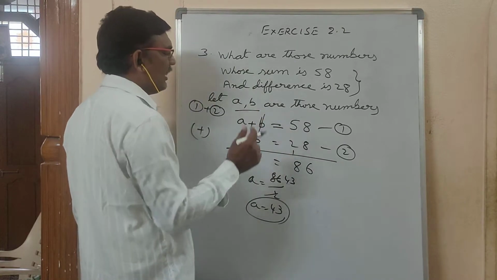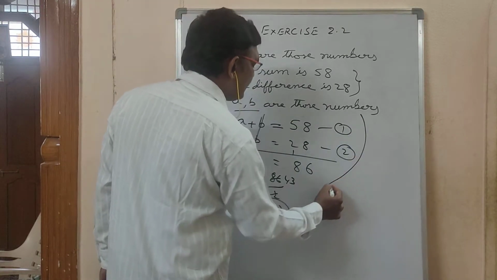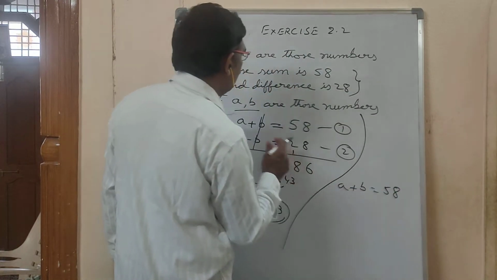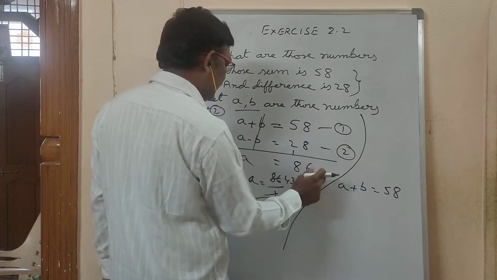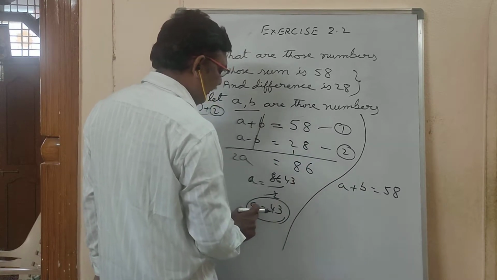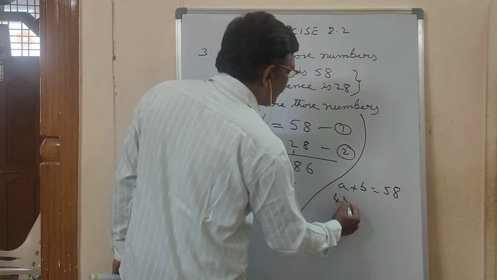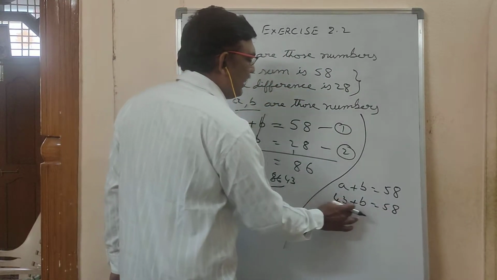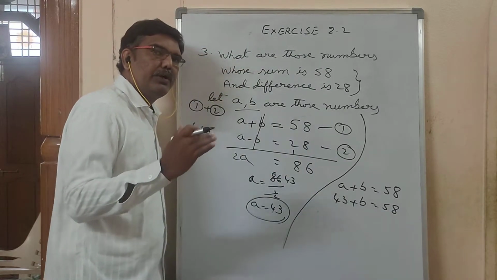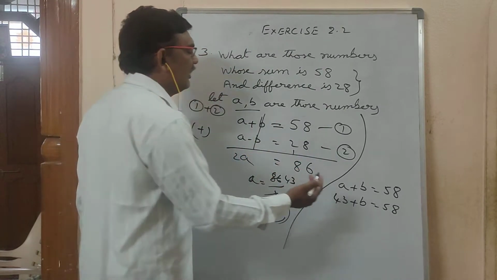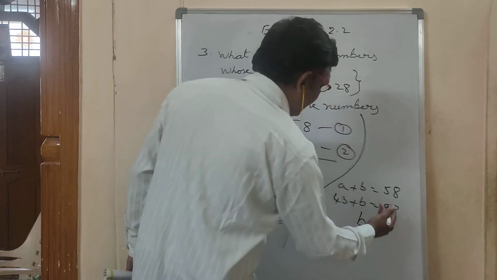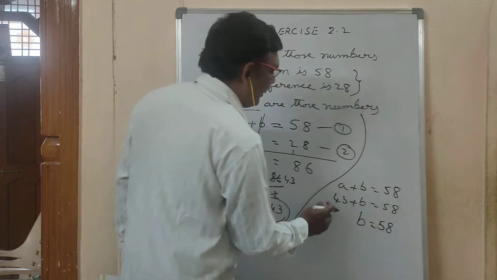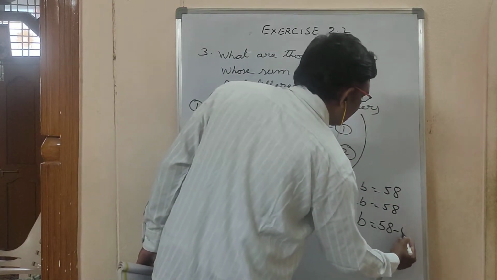If you want the other number, what you should do is, in A plus B is equal to 58, what is the A value here? 43. You should substitute it. Now 43 is a number, 58 is a number. You should bring the numbers to one side. Means B is a letter, you keep it on the left hand side only. Already on the right hand side you have 58. Plus 43 you are taking to the right hand side, it is minus 43.